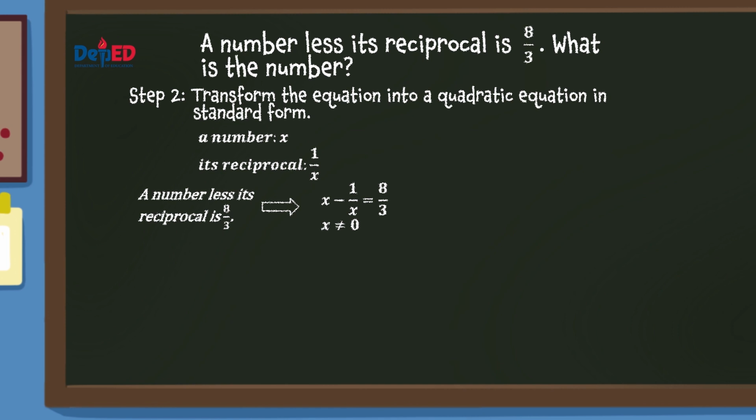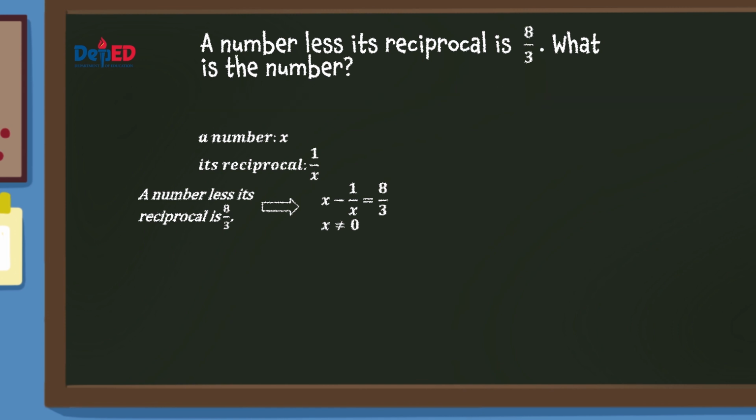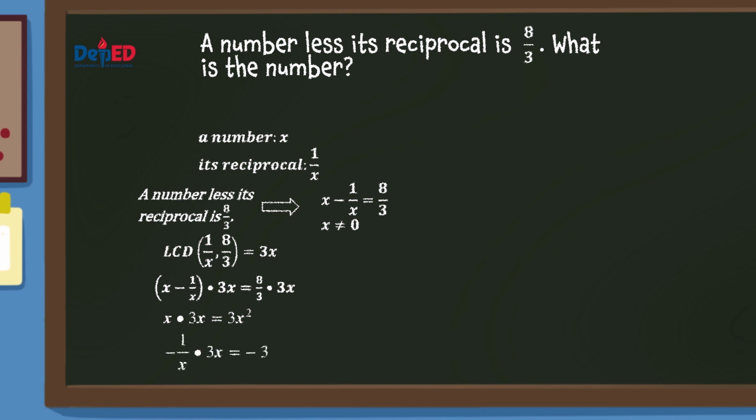The LCM of the denominators x and 3 is their product. Hence, the LCD of 1 over x and 8 over 3 is 3x. We now multiply both sides of the equation by 3x. x times 3x is 3x squared, and by cross-cancellation, negative 1 over x times 3x is negative 3, and 8 over 3 times 3x is 8x. Hence, the resulting equation is 3x squared minus 3 equals 8x. And its standard form is 3x squared minus 8x minus 3 equals 0.